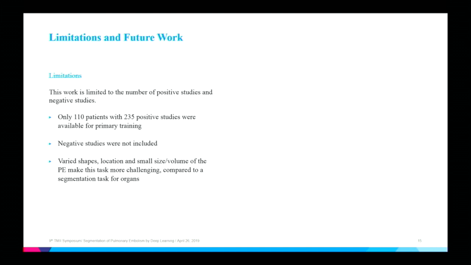The various shapes and locations and small volume of the pulmonary embolism make this task extremely challenging compared to a segmentation task for organs. For example, if we segment kidney, liver, or lung on CTs or other types of images, most people have very similar organ structures, which makes the task easier. But pulmonary embolism or other pulmonary nodules have different shapes and different locations in the lung. So it makes this kind of segmentation task harder and more challenging.